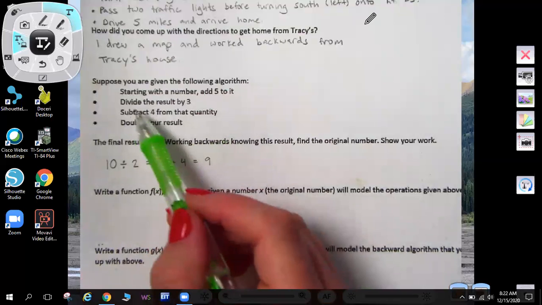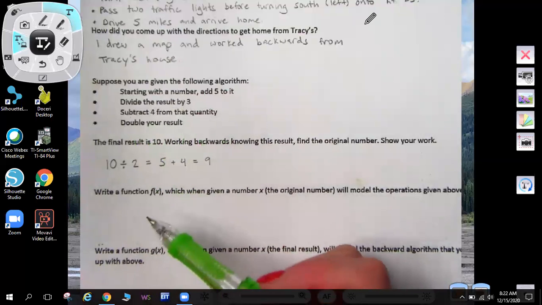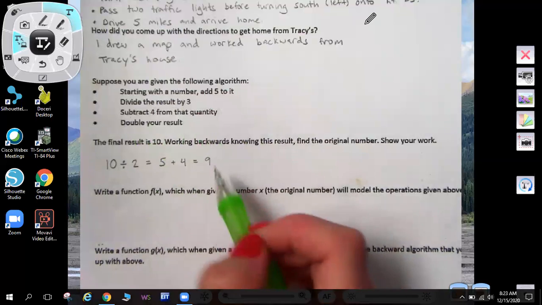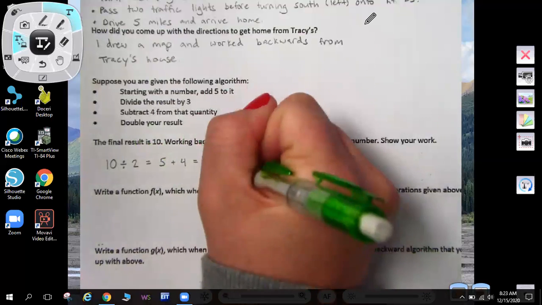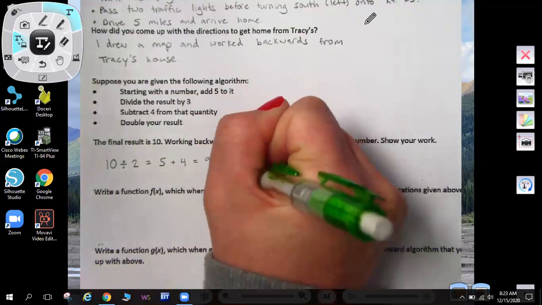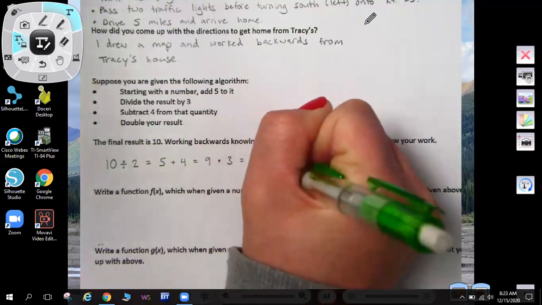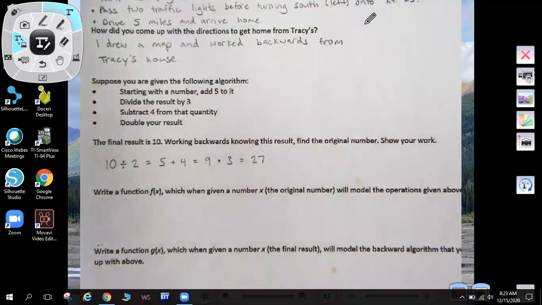Step before that, divide the result by 3. So we had a number, we divided it by 3, and we got 9. So to find what that number is, we multiply 9 times 3. We get 27.